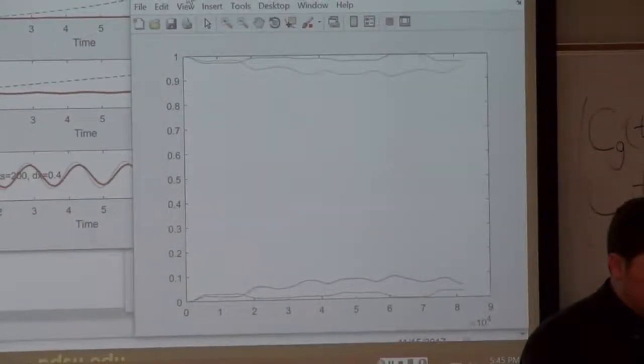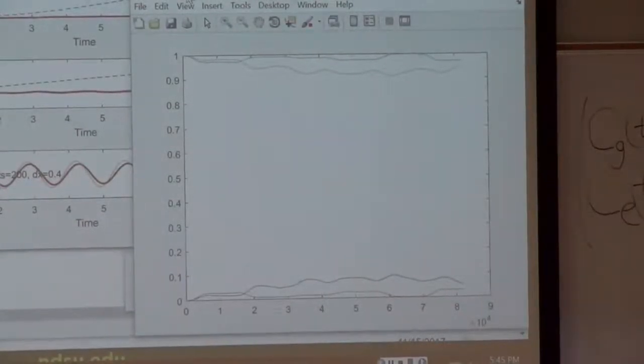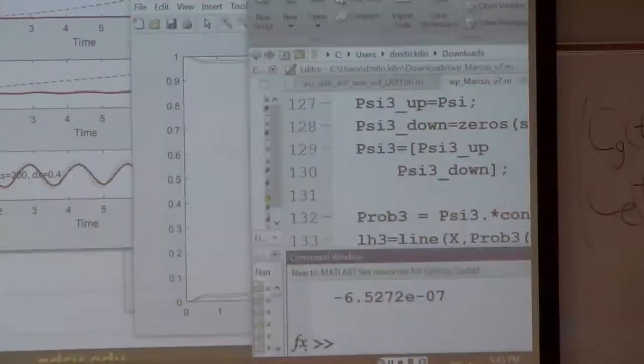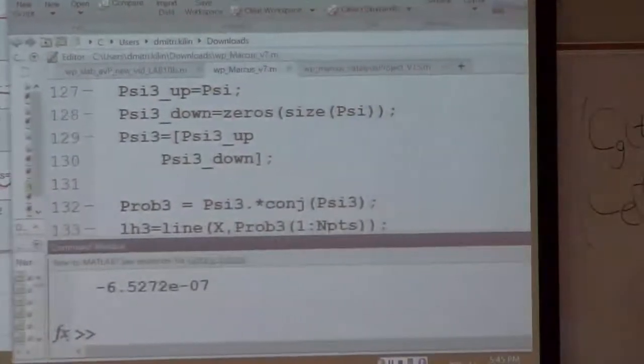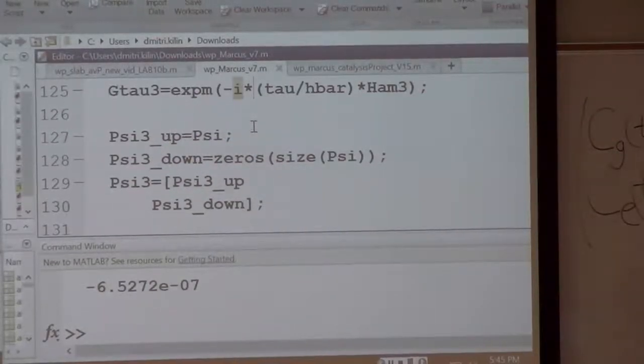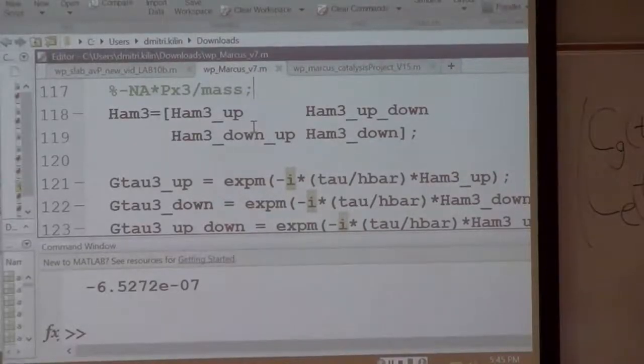Okay, let's scroll through the code a little bit. So we do, let me point out several things.